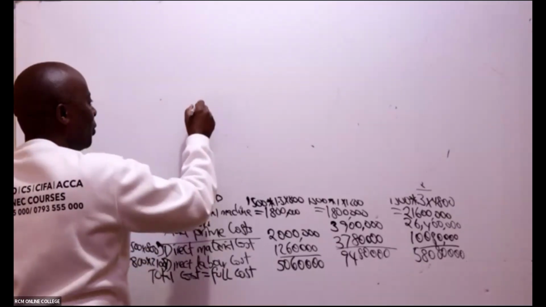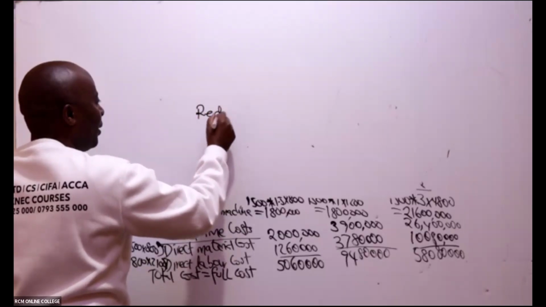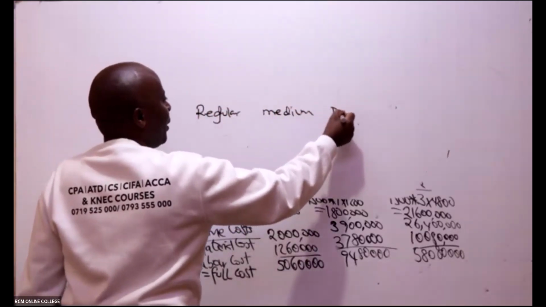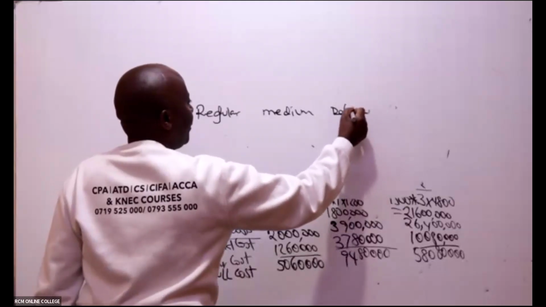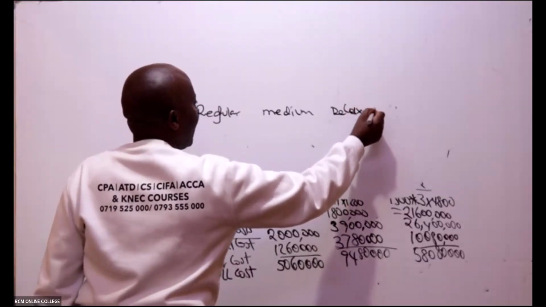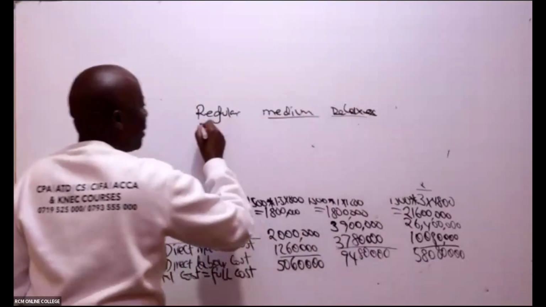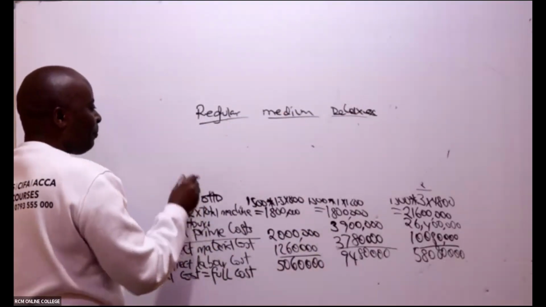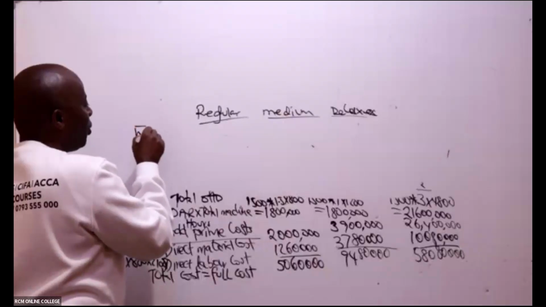Yeah, for me, I'll be forced to write this one here, regular. Then we have medium. Then we have deluxe. Yeah, deluxe. I'll be forced to do this. Don't copy this. Actually, I should have continued with this, but my board. So we have here our full cost.